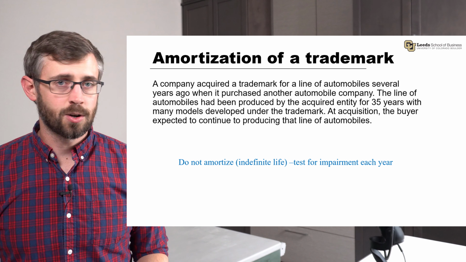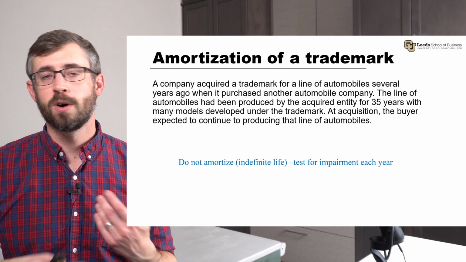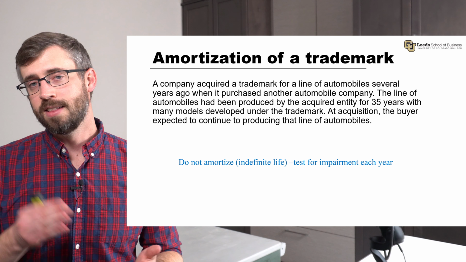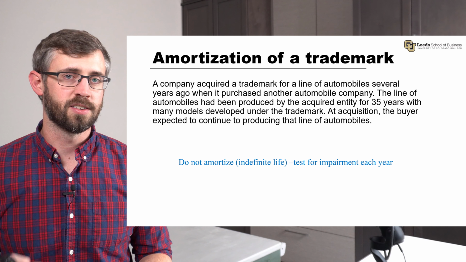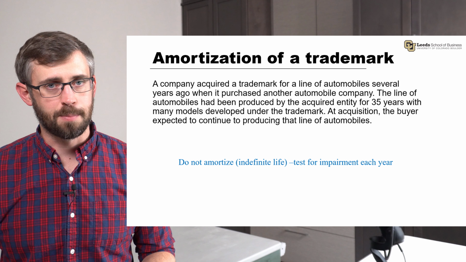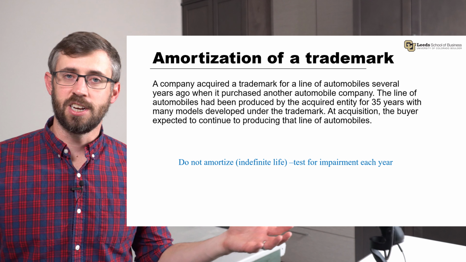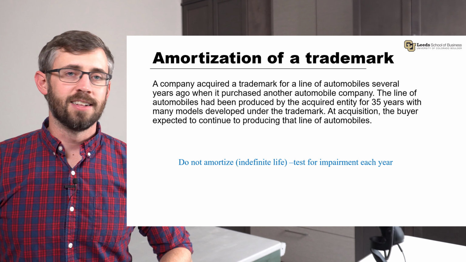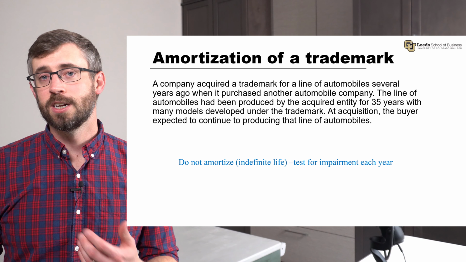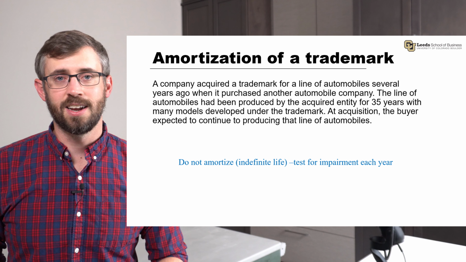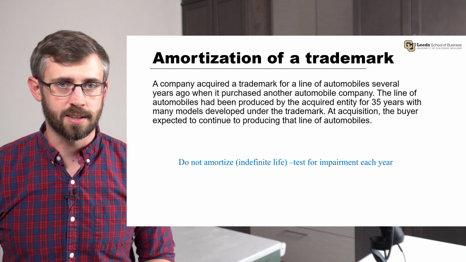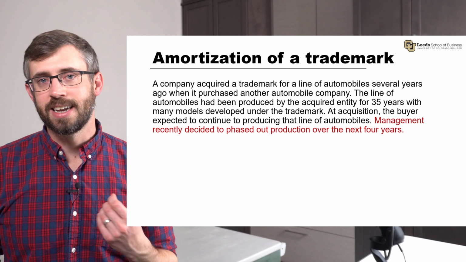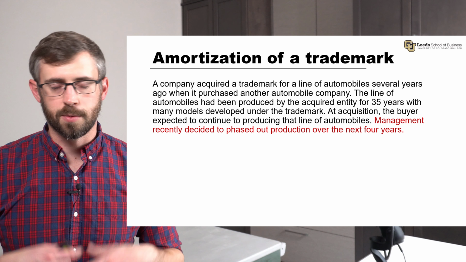Now, this is not going to be amortized because it would be one of these indefinite lived assets. They can continue to renew the trademark as long as they want. They have no plans to stop it, so we don't know what the amortization period would be or what the revenue generating period would be. And so instead of amortizing this, we're going to treat it like an indefinite lived asset and just test it for impairment periodically.